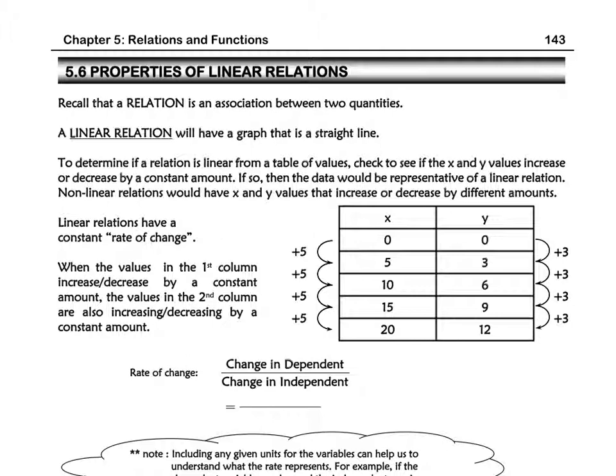the x and y values in your table. If the x's are increasing or decreasing by the same amount, then you can look at the y's, and if they are increasing or decreasing by equal amounts as well, then you can determine that it's a linear relation.